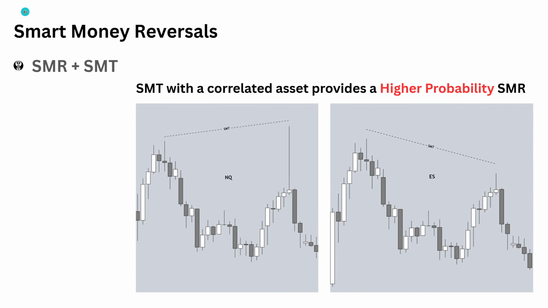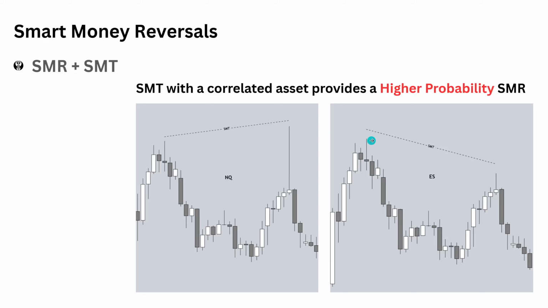Now, the first and most important concept, I think, in understanding market maker models is smart money reversals and the SMT that you can get with it. So SMT is a really, really powerful tool. You look for SMT with a correlated or an inversely correlated asset to provide a higher probability smart money reversal.